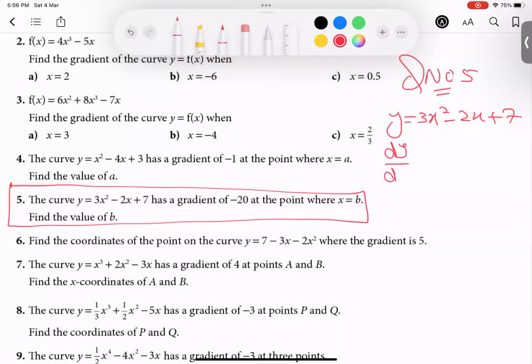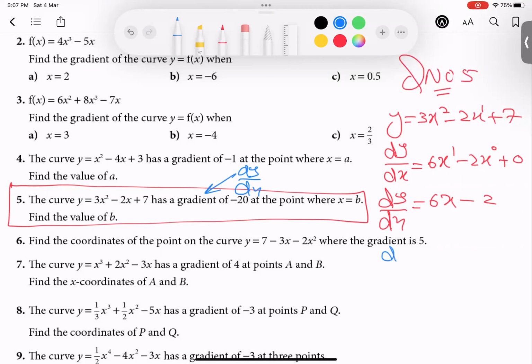So dy over dx, what is the basic rule? Power of 2 comes down and multiplies with 3. I got 6 and power 1 less. And 2x, nothing is mentioned for the power, so I take 1. 1 times 2 is 2, and the power becomes 1 less, becomes 0. And 7 is a constant, and all of you know constant derivative is 0. And something to power 1 you write or you don't write, no issue at all. And something to power 0 is 1, so I got 2. The differentiation is completely over. And as you know, derivative and gradient are the same thing.